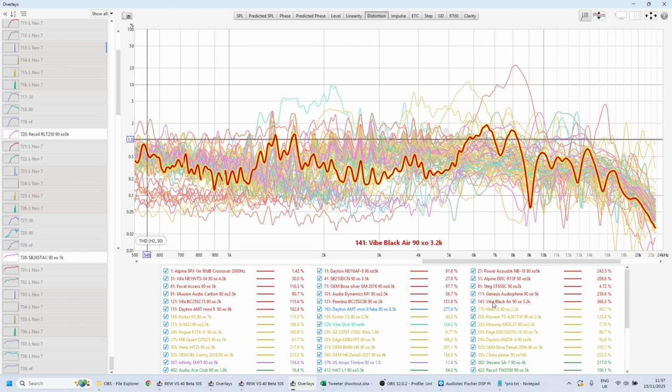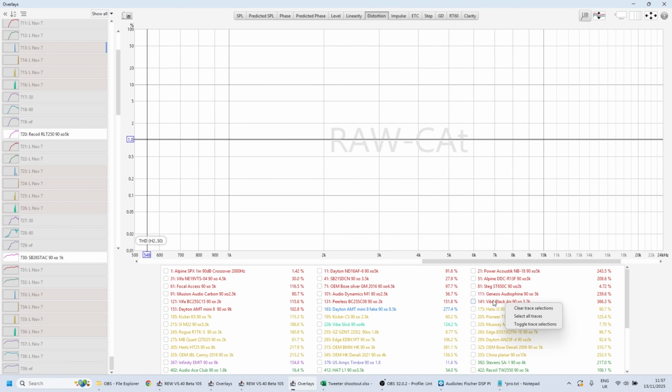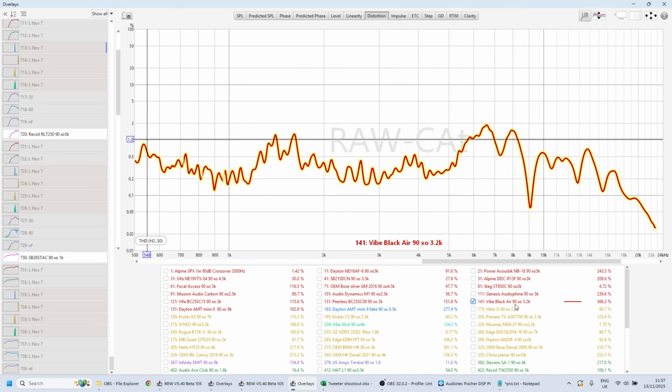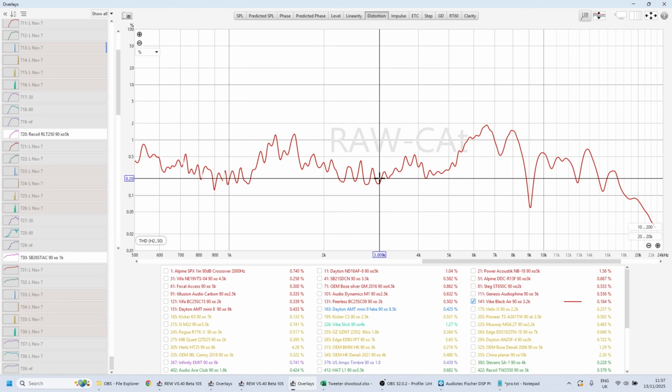Let's take as an example this Vibe Black Air. Let's remove all of them and leave only this driver. This driver's crossed at 3.2K, which is somewhere here. This crossover point was based on the distortion over here. If I would lower the crossover point to 2.5, 2K, this will go above 1% and it's not going to meet my criteria for the lowest crossover.